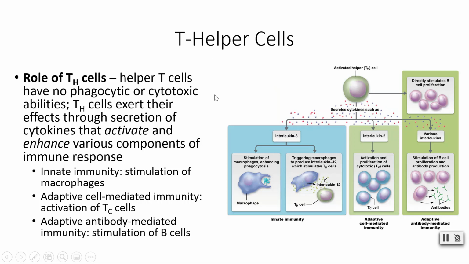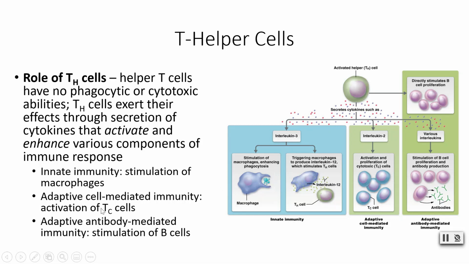Speaking of helper T cells, they really do help. They are not phagocytic by themselves, they are not cytotoxic by themselves. They help recruit other members of your immune system. They secrete cytokines, and they activate other types of immune cells to achieve overarching functions. So they stimulate macrophages. Even though T helper cells aren't phagocytes, macrophages are. So T helper cells secrete cytokines, and we stimulate macrophages to destroy things.